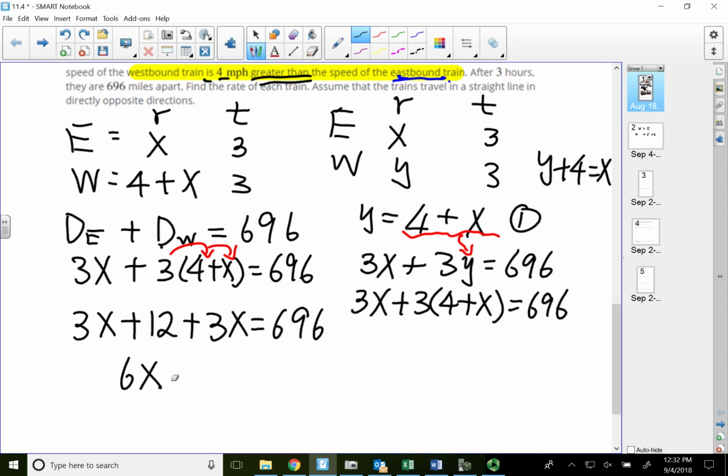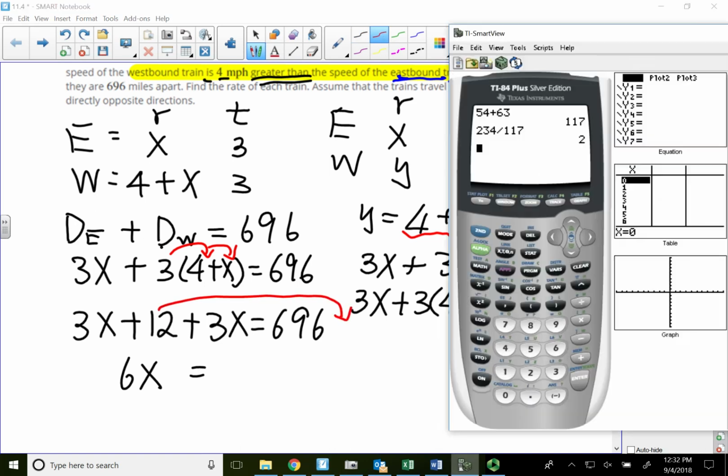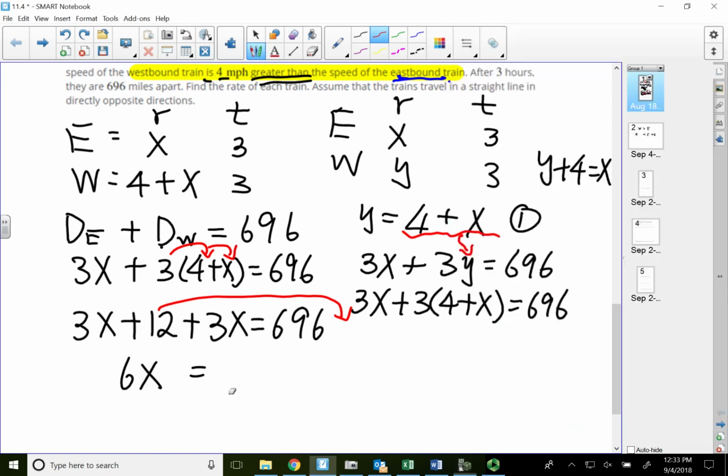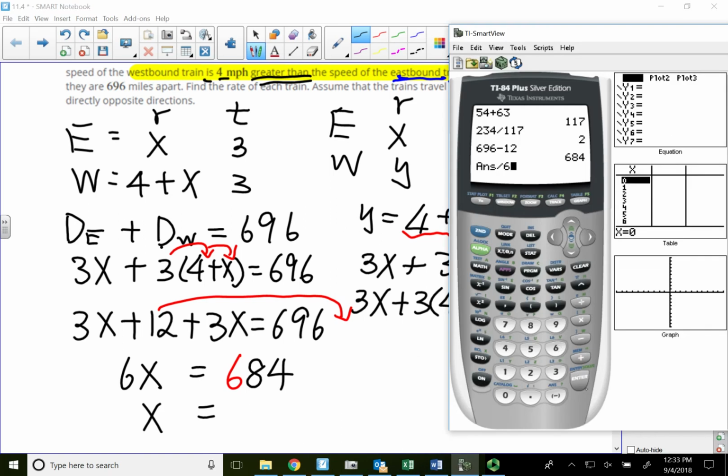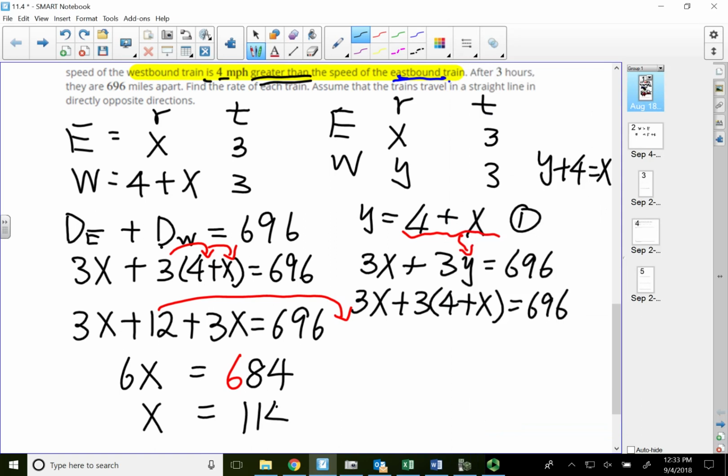That will be 6x equals. Let's move the positive 12 over. That becomes subtraction. 696 minus 12 is 684. Divide both sides by 6. My answer, the speed of the eastbound train, is 114.